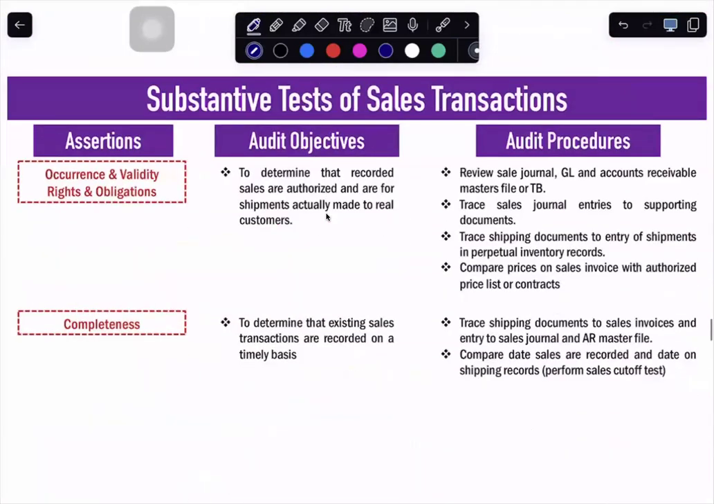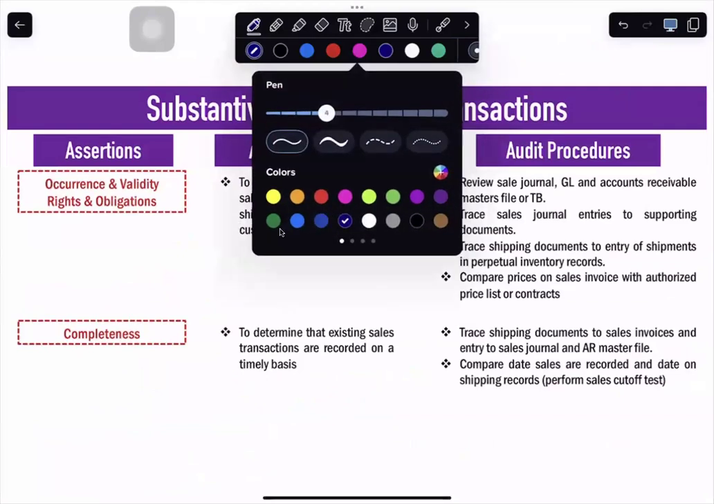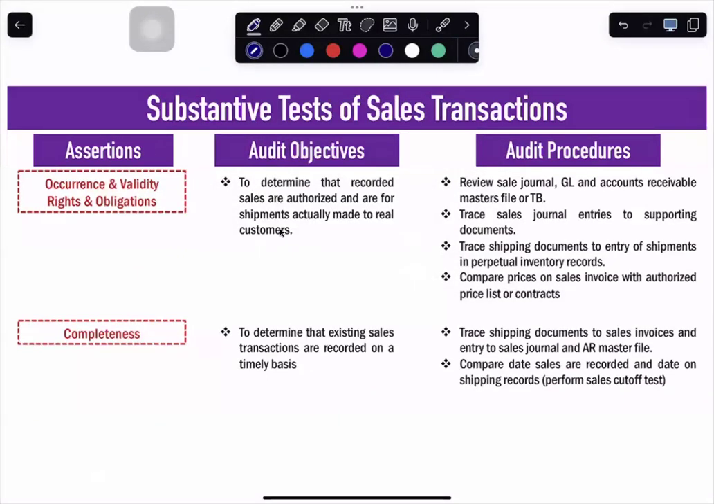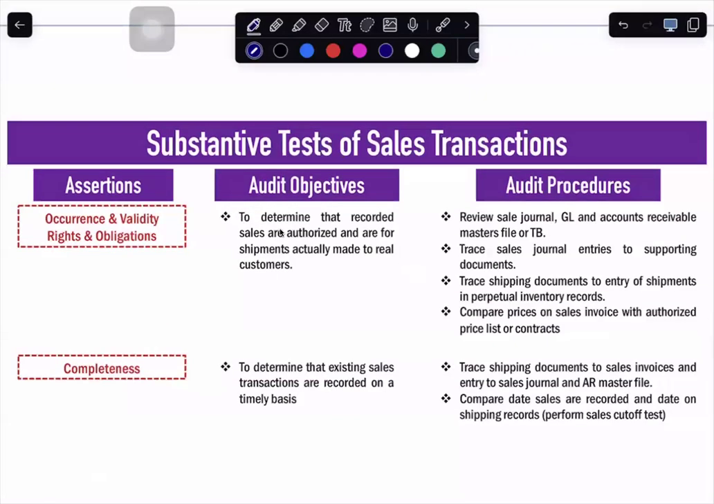Next, sales transactions. So we're done talking about the TOC of sales transactions. We're done talking about the TOC of your sale adjustments. Now, let's go to your substantive test of sales transaction. So the first assertion here is occurrence and validity, rights and obligation. So always remember, if, based on your TOC, the controls are working effectively, then you do less substantive tests. But if the controls are not working effectively, then you do more substantive tests. So we're done understanding the entity itself.